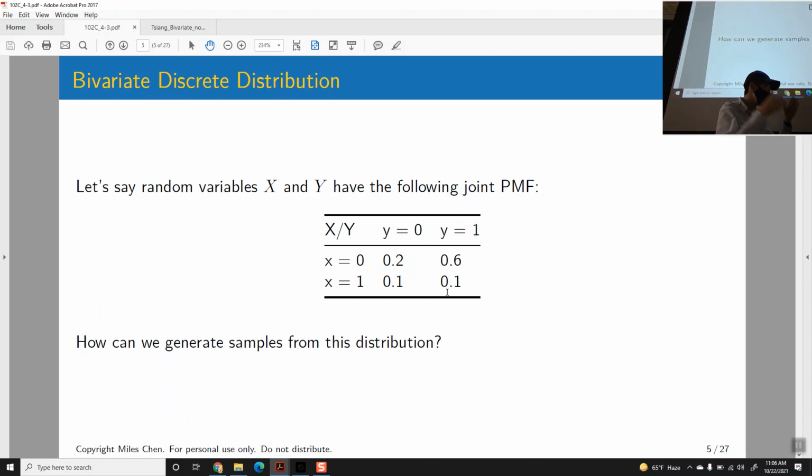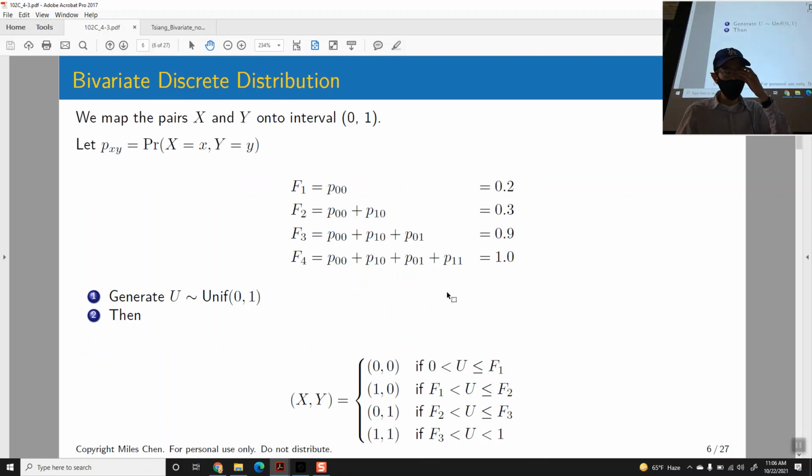But if you have the joint distribution listed out like this, I think it's easier to just map the entire distribution onto the interval 0, 1, okay?